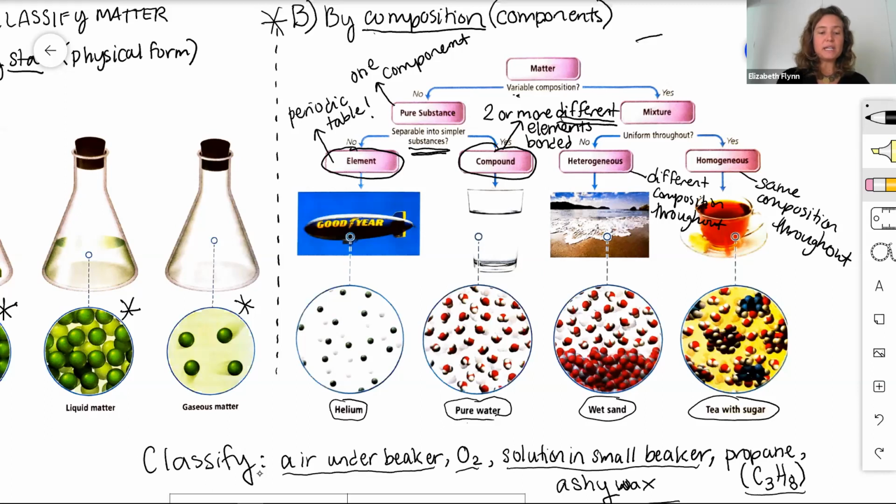So what did we think for the air under the beaker when I had the beaker and I put it upside down? Can everyone tell me in the chat, is that a pure substance or a mixture? And if it is either one of those, which one is it? Tell me if it's a pure substance, element, compound, or if it's a mixture, is it heterogeneous or homogeneous? The air underneath the beaker.